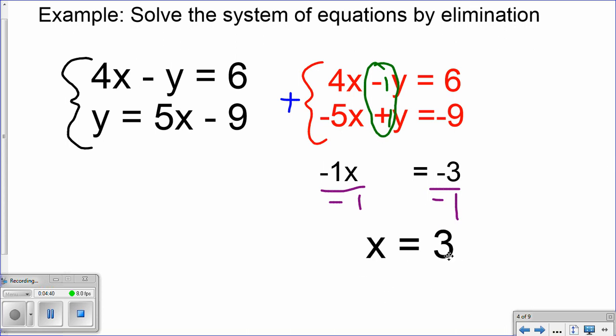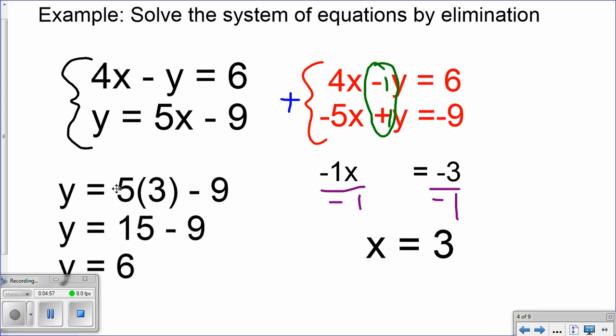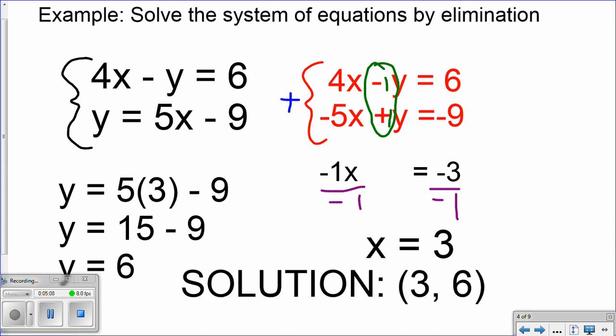Now that I have this, I can plug it back in to one of these two and find what y is. So I'm going to decide to plug this x value in for the second one because it's already solved for y, only because it's a little bit easier. You can plug it into either. It's totally fine. So I get y equals 5 times 3 minus 9. Multiplied together, you get 15. 15 minus 9 is 6. So I have x equals 3 and y equals 6. So that means my solution is (3, 6).